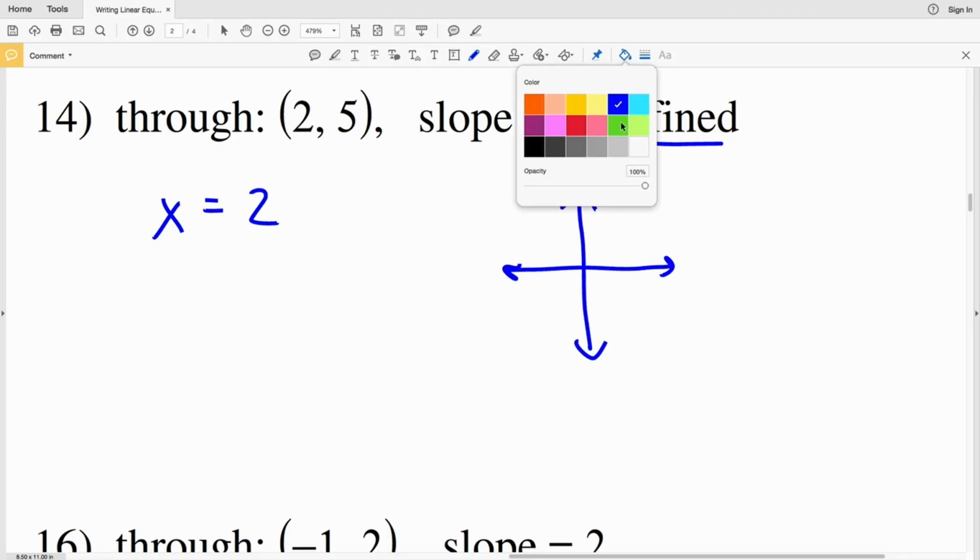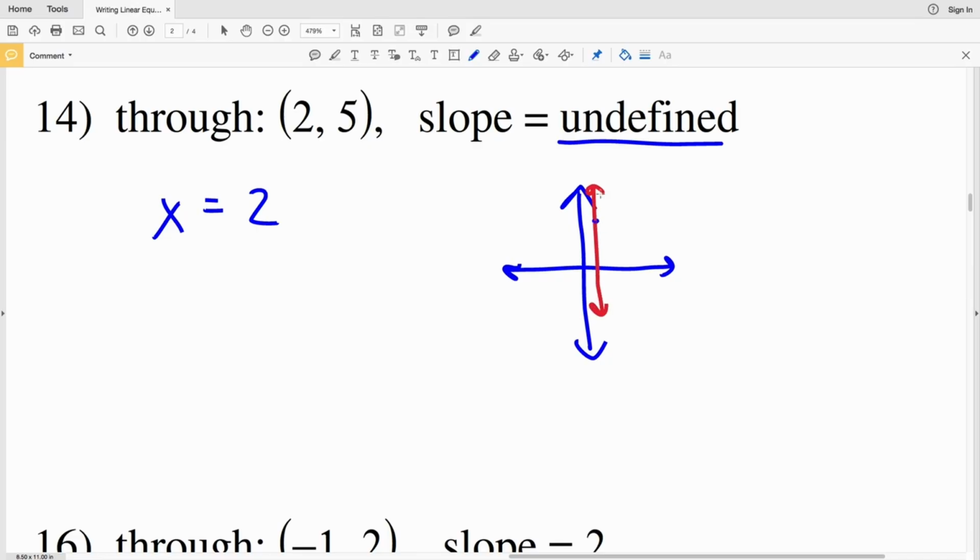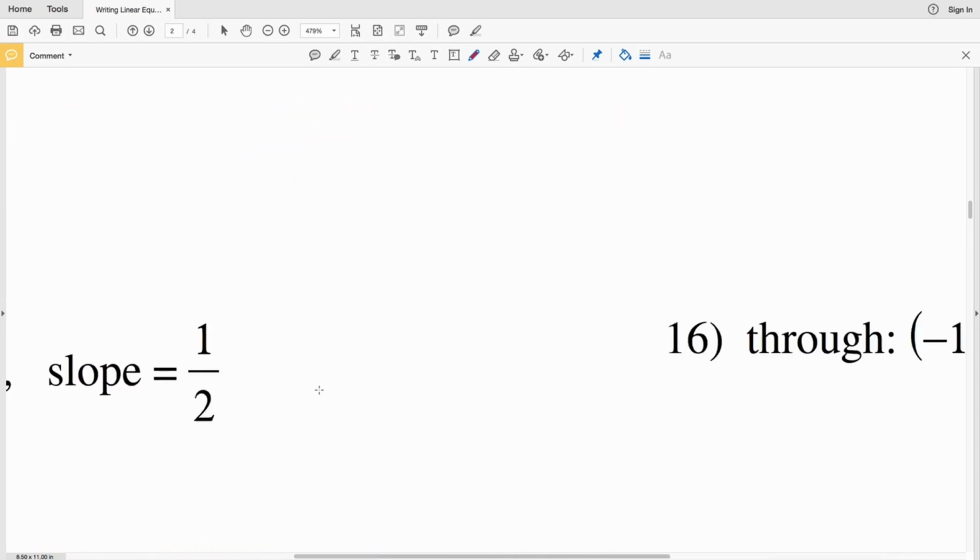Here's our graph. I'll go ahead and say that this point, 1, 2, 1, 2, 3, 4, 5, occurs approximately here. And if we have a vertical line going through that point, then x is going to be equal to 2. And that's our equation for number 14.